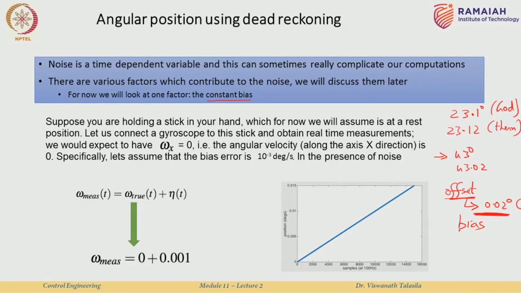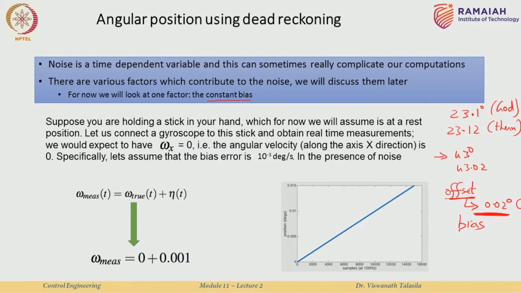It turns out that this is one of the most dominant noise effects you find in all sensors. Let us see, in the next 2-3 slides, what the effect of this bias is on our computations. Remember, I am going to first start off with the example of computing the angular position by using the angular velocity measurements. So, we look at what happens to the angular position, the angles, when bias is present.